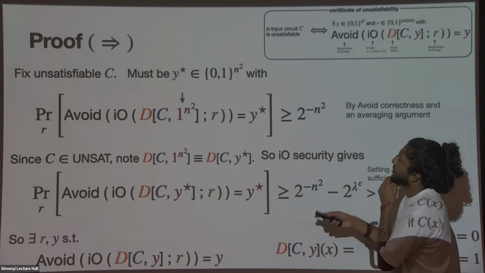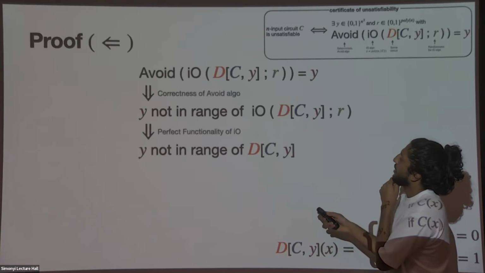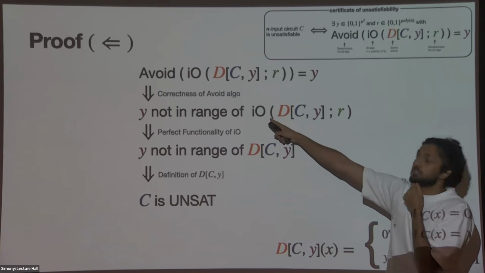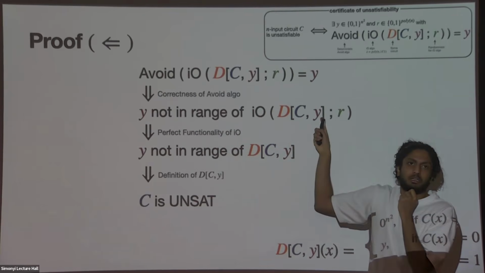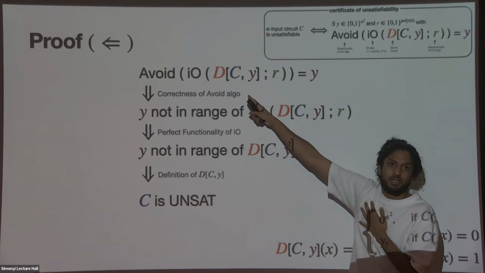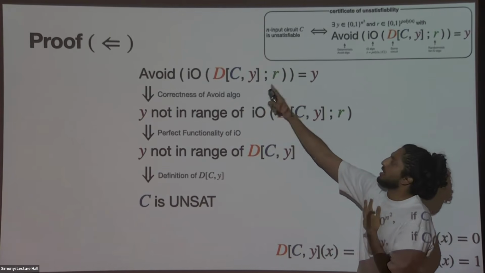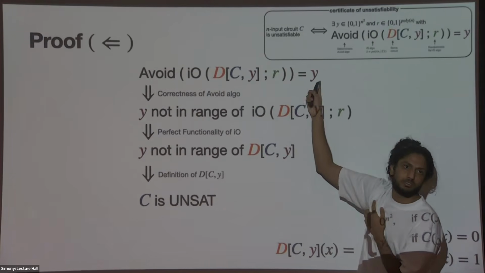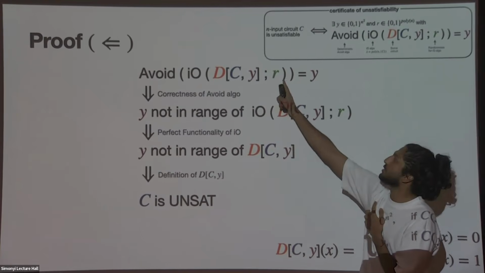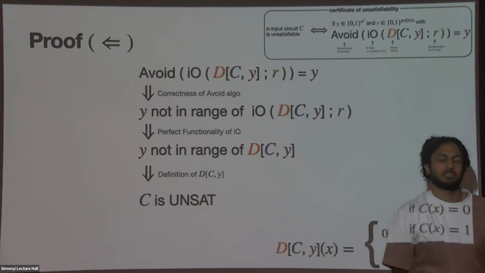Deterministic is used actually on the other slide too. Sorry. Here, for the correctness of the avoid algorithm, because it's deterministic, you know that this condition holds. If this avoid algorithm was randomized, there would be some other randomness, maybe we'll say S here. If I handed you some Y, R, and S such that this happened, you wouldn't know that Y is not in the range of this, for sure, because S could have been bad randomness. Okay. So it's used here.